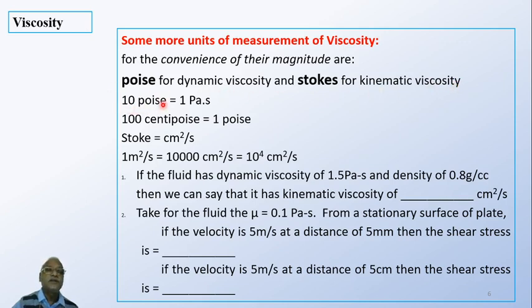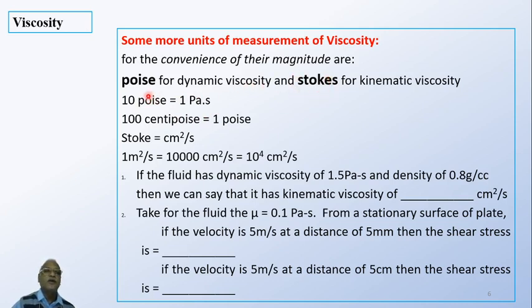Now, how much is it? So 10 poise will make 1 Pascal second. 10 poise is equal to 1 Pascal second. That's how it is defined. Poise is also the name of a scientist behind that. Stoke is also the name of a person.